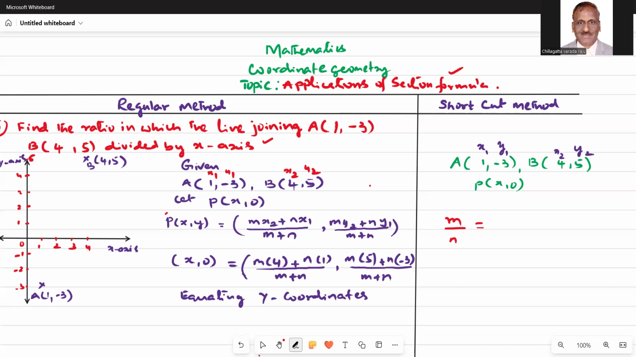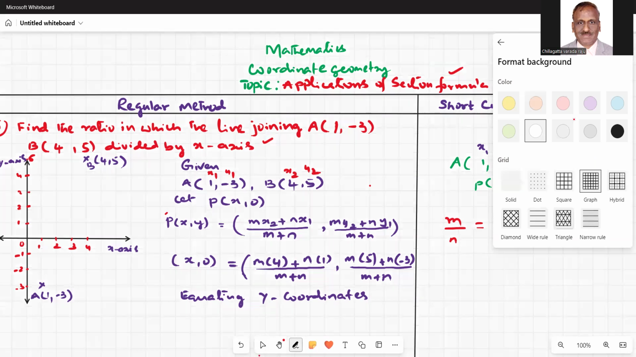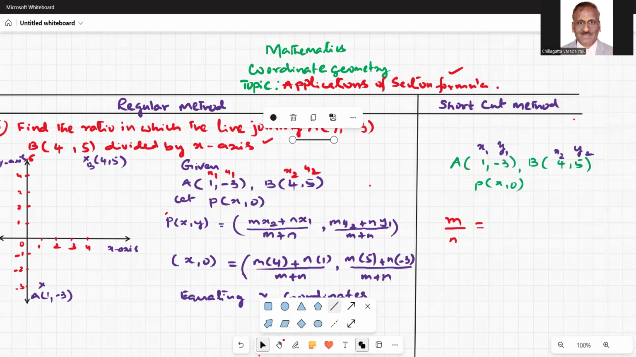Find the ratio in which the line joining the points A(1, -3) and B(4, 5) is divided by the x-axis. I have plotted these points on a Cartesian system, and I will show you how these points look. Observe that point A, (1, -3), is plotted in the fourth quadrant, and point B, (4, 5), in the first quadrant. When points A and B are joined, naturally the line will be cut by the x-axis.